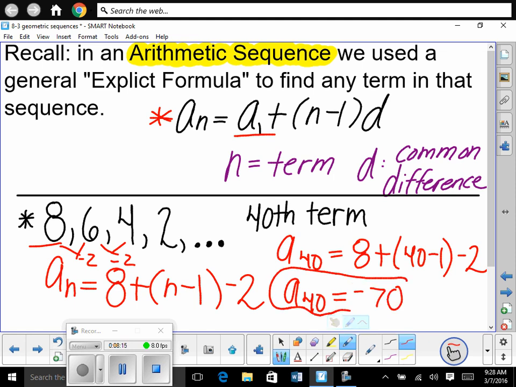Were we all able to get that, or did we have any mistakes, like I typed it in wrong the first time? We're all good? Okay, awesome. So that was just a practice.